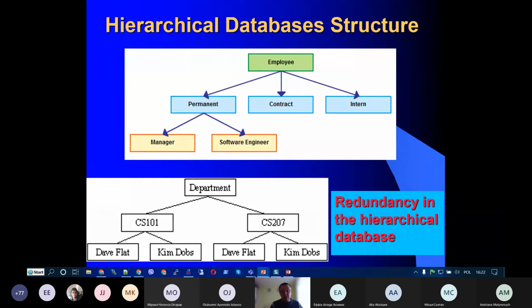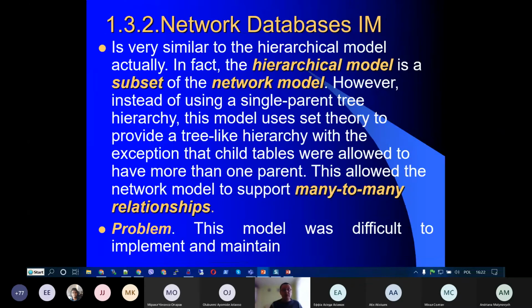As you can see here at the bottom, we have a problem of redundancy when we want to assign a patient to a department, or at least temporarily, for some case. Here we will need to duplicate information about this patient.